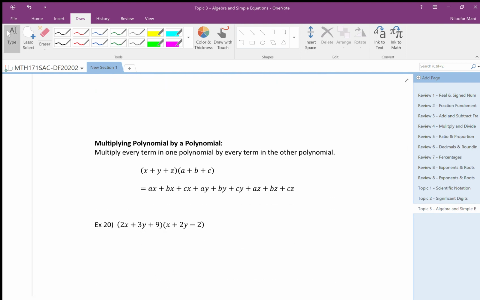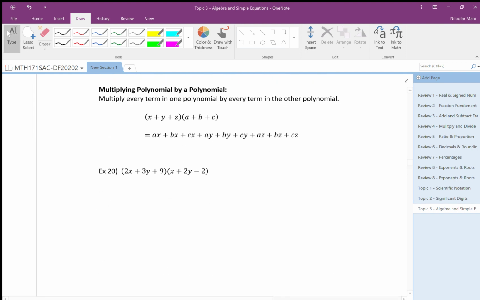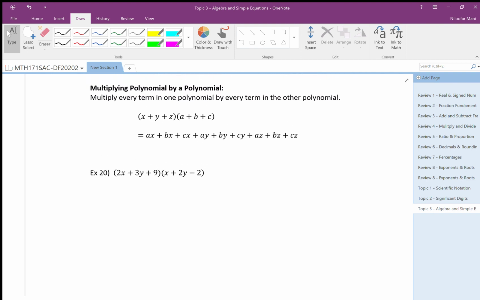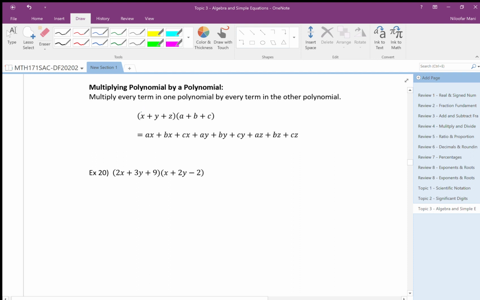Okay, so now multiplying polynomial with polynomial. When you know what to do, then it's easy. You start from the first bracket, you start from the first term inside the first bracket, you multiply with each in the second one. Then when you are done, you go to the next one, you multiply with each in the second one. When you are done, you go to the next and you multiply with each in the second one, and then you are done.